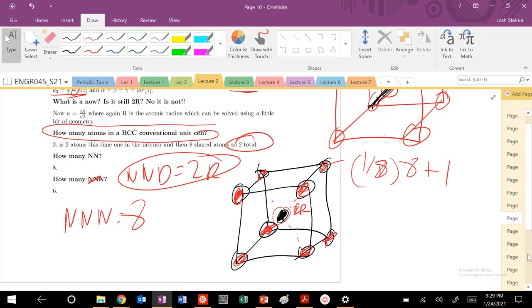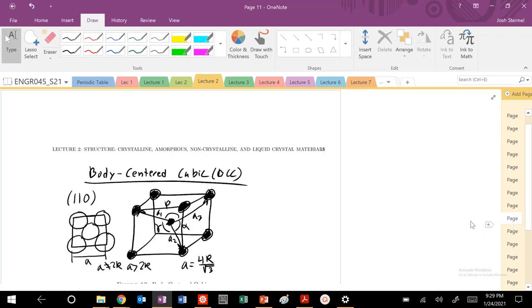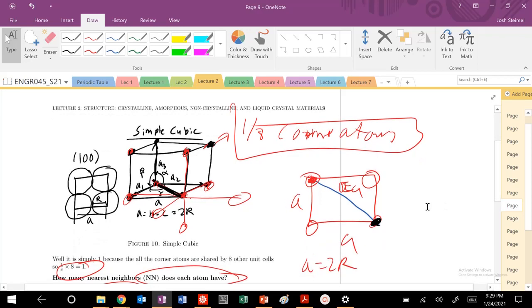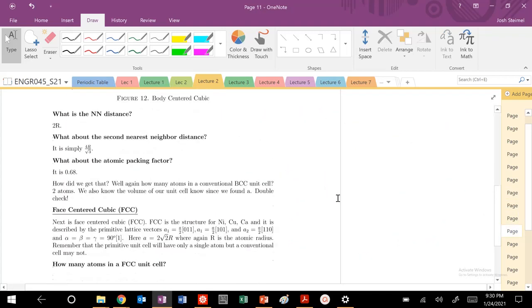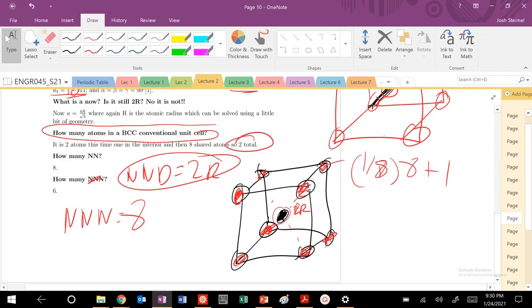So that's another difference. I can also calculate my next nearest neighbor distance, or what this lattice parameter is for BCC. Let's go ahead and calculate that right now. What is this lattice parameter, this distance A, right here? A is not 2R for BCC. So I'm going to have to do some geometry to figure this out. I'm going to draw basically a 2D right triangle across that diagonal.